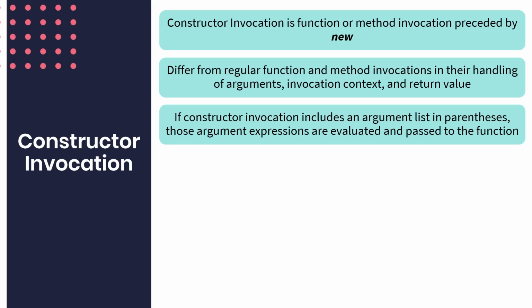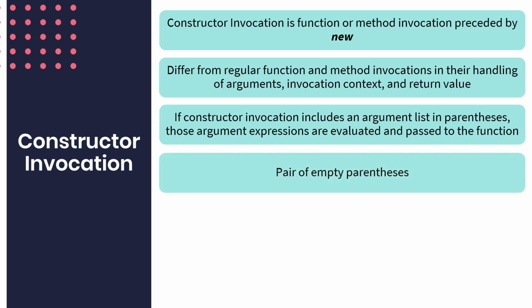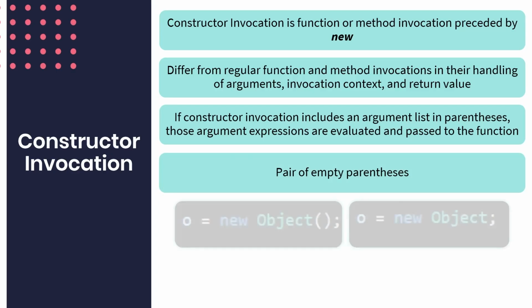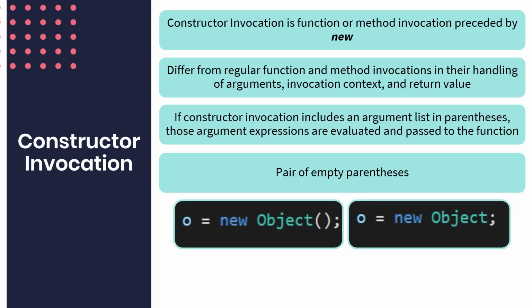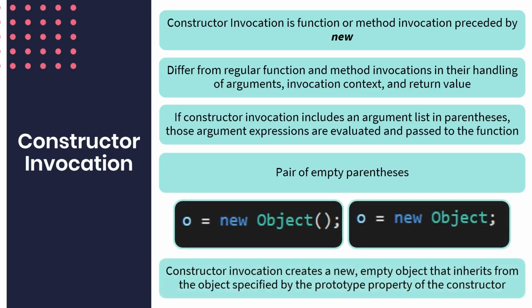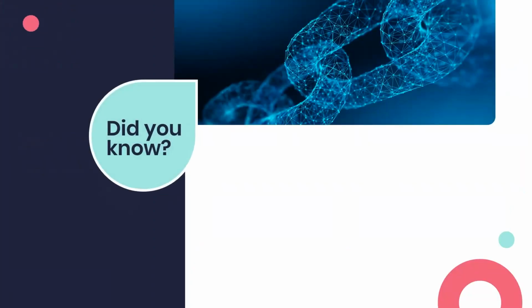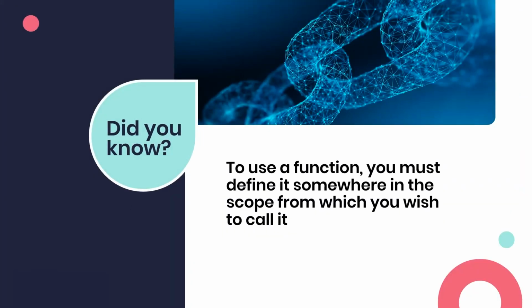Now, this isn't common practice, but you can omit a pair of empty parentheses in a constructor invocation. The following 2 lines of code, for example, are equivalent. A constructor invocation creates a new empty object that inherits from the object specified by the prototype property of the constructor. Did you know that to use a function, you must define it somewhere in the scope from which you wish to call it?